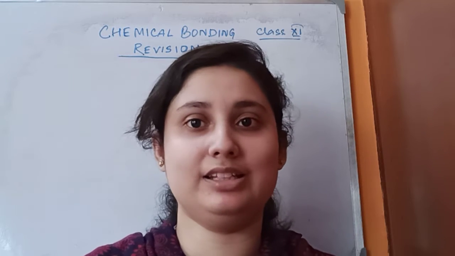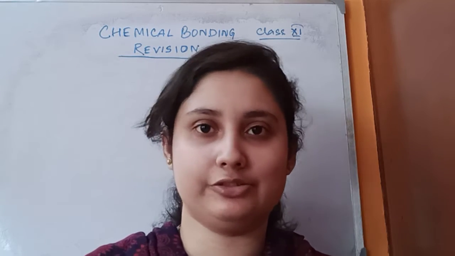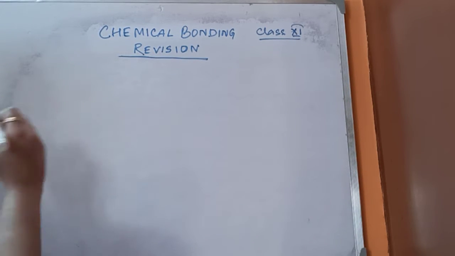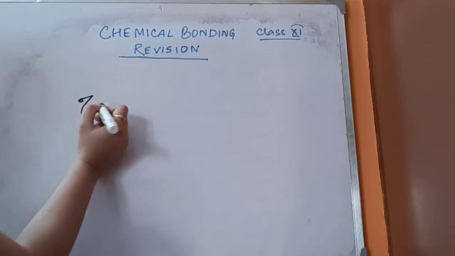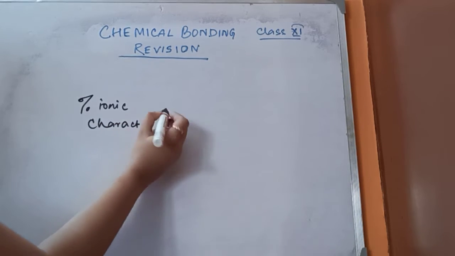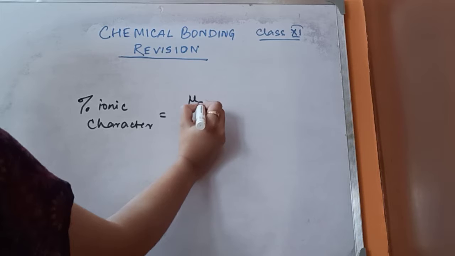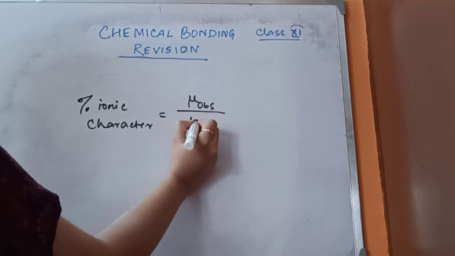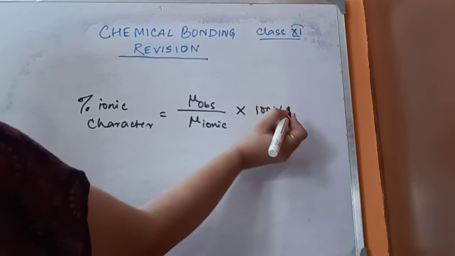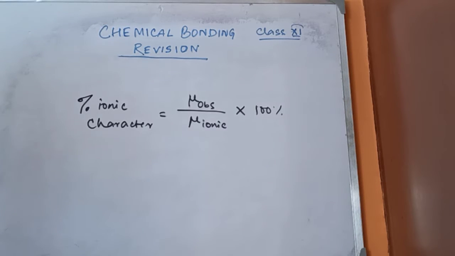So I will explain these two questions in this video. Okay, so first is question number N. Question number N is basically a sum. Remember one thing, that percentage ionic character is equal to observed dipole moment by calculated dipole moment into 100. This is the formula.